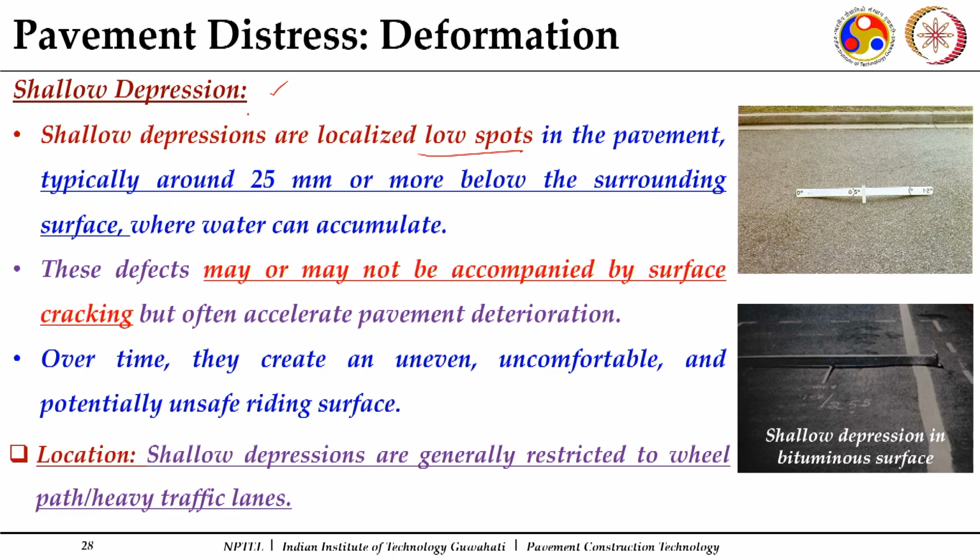As mentioned, it is usually a localized depression, typically around 25 mm or below the surrounding surface. This is a typical depression, and because it is a depression, some amount of water can get accumulated. It can be in the transverse direction and it can be in the longitudinal direction also. It may or may not be accompanied by surface cracking.